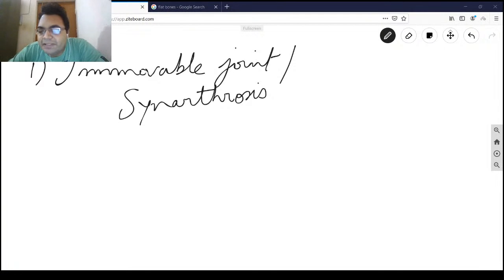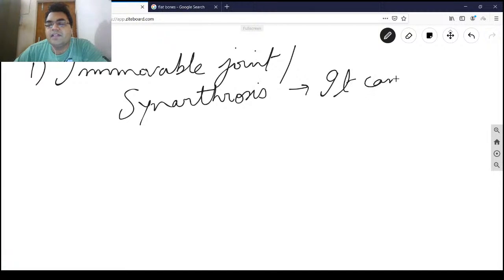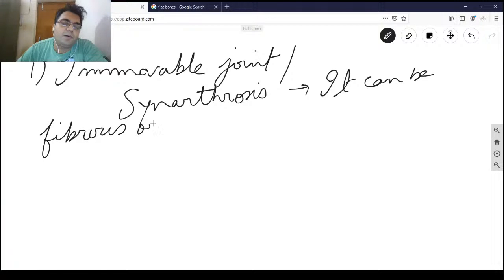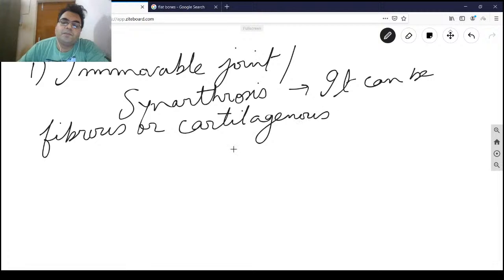Now, a synarthrosis can be fibrous or cartilaginous, both, that I was telling you, depending on the type of connection formed by the two bones in the joint. Over time these two bones may fuse together, that is known as ossification, forming a bony joint. That can also happen eventually.